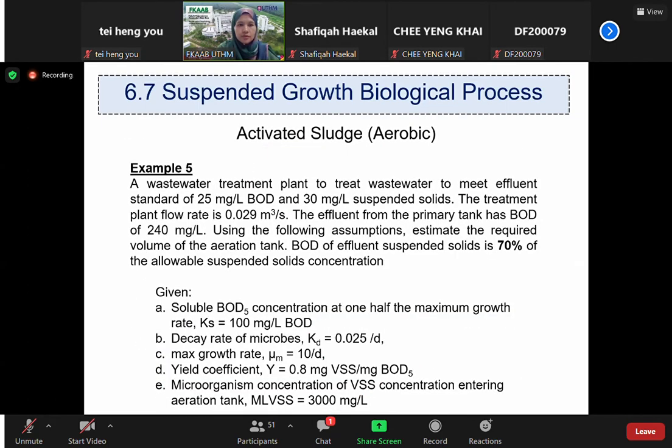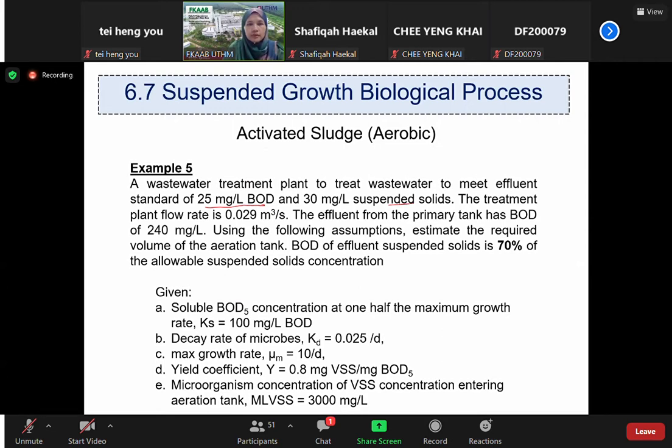So you can have a look at the process by using this example. For example, in one wastewater treatment plant, to treat wastewater to meet an effluent standard of 25 milligram per liter. Okay, I don't know which standard here, 25. Okay, and 30 milligram per liter suspended solid. Ini dia punya final aim. The treatment plant flow rate Q is 0.029 meter cube per second.